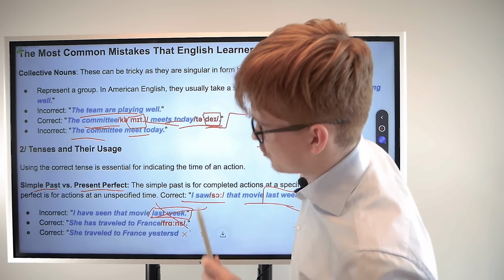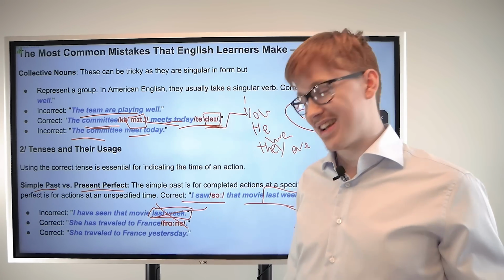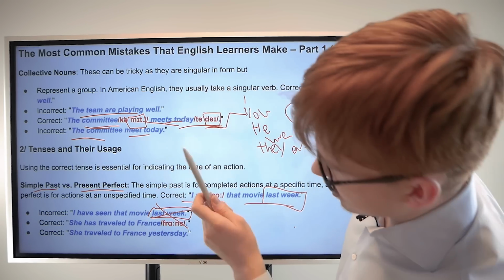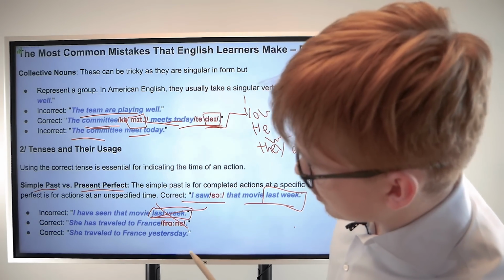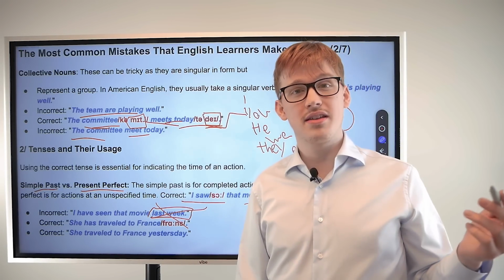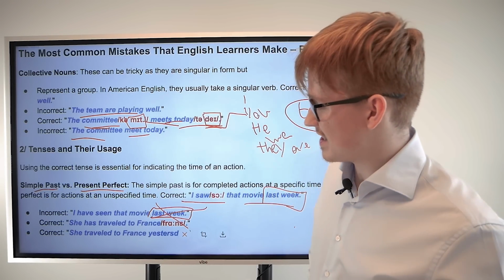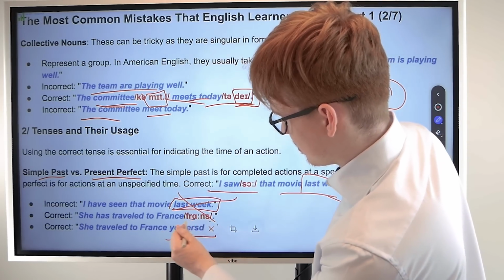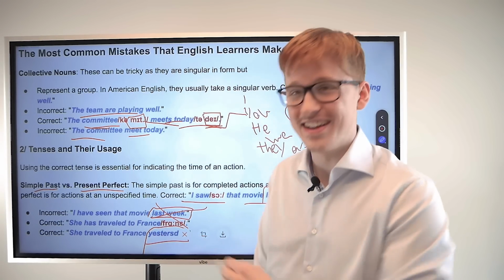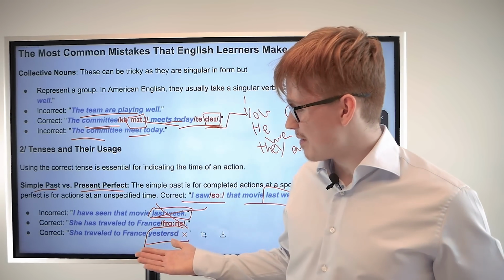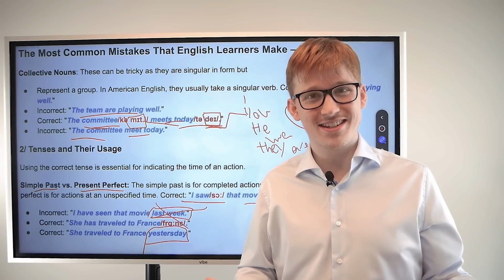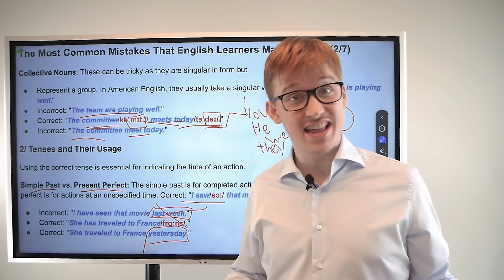What's correct? She has traveled to France. As I said, it is an experience in her life. And another correct one: she traveled to France yesterday. This one is in the past simple. We have a time frame here, a time that it happened and finished in the past, and we're specifying that.